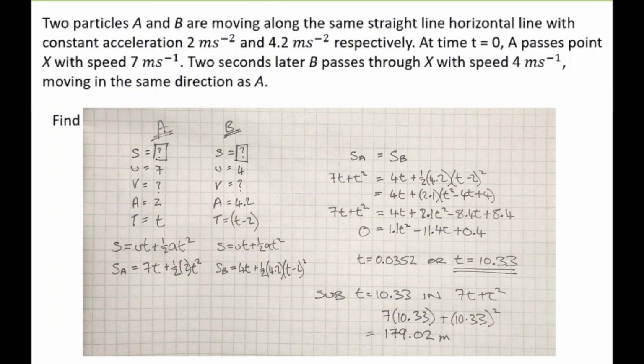So the key thing here is just be really careful how you describe the SUVAT variable of time for the second particle. It's going to be t minus whatever the time difference is. So if it started 7 seconds afterwards, it will be t minus 7.